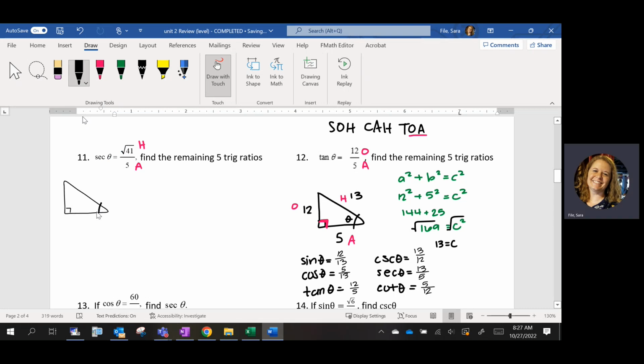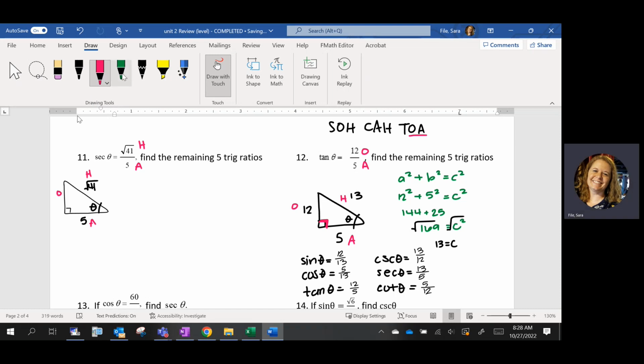So mark your theta wherever you want. They're telling us the hypotenuse is square root of 41. And the adjacent side is 5. That is adjacent to theta. This is the hypotenuse, and then this would be the opposite side. Do y'all agree with that?